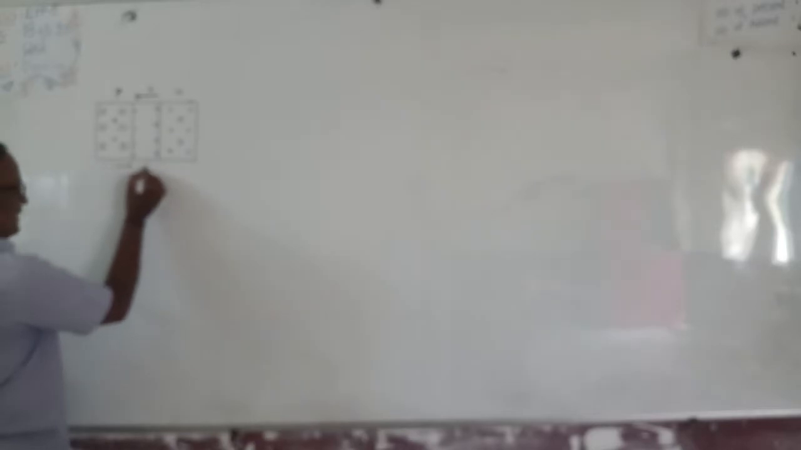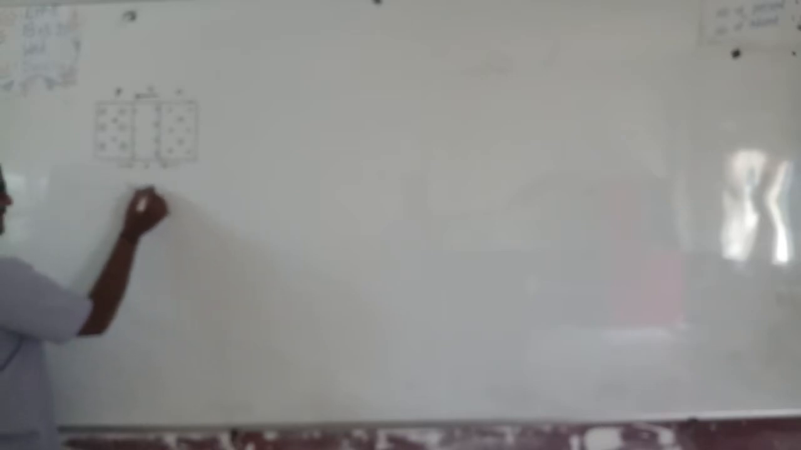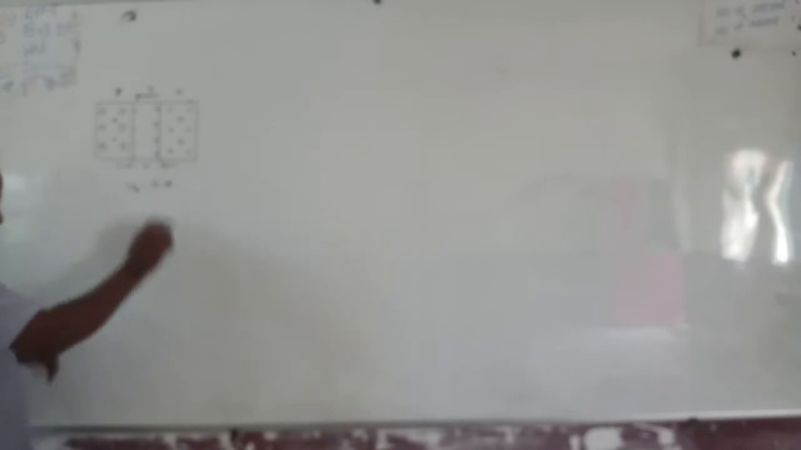Again, an electric field is also developed. Electric field direction is always taken from positive to negative. The electric field is developed between p-type and n-type semiconductor. Thickness of the depletion layer is equal to D, and the potential difference across the depletion layer is called barrier potential, that is VB. VB is equal to E into D, or E is equal to VB by D. So this is the concept about the PN junction diode.